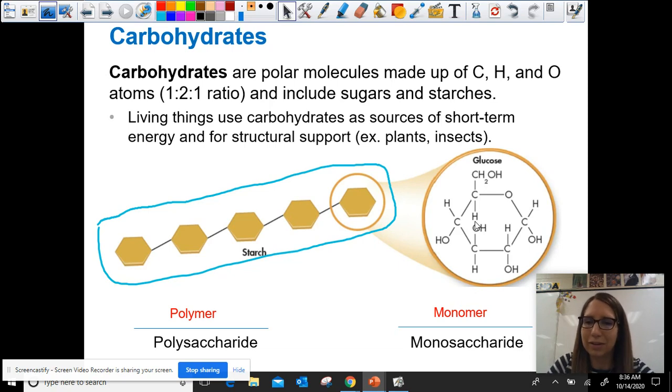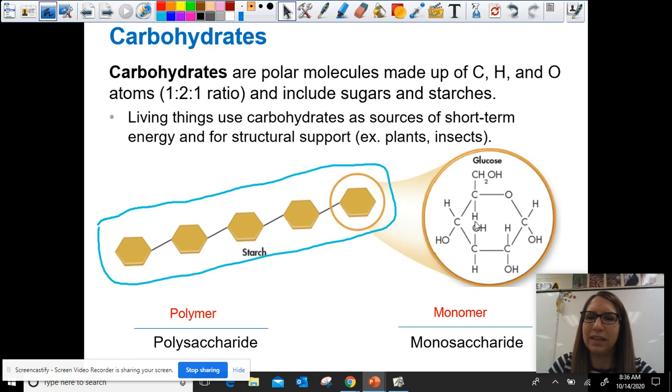Because these are carbohydrates, we give these specific terms for monomers and polymers so that we can refer to them more easily. So glucose and other types of monomers of carbohydrates are called monosaccharides. That's how you say that. Starch and other types of polymers, which we'll look at on the next slide, are called polysaccharides.